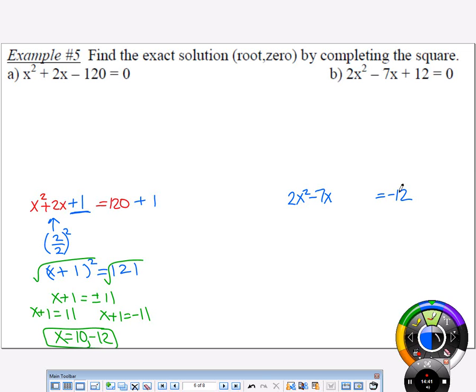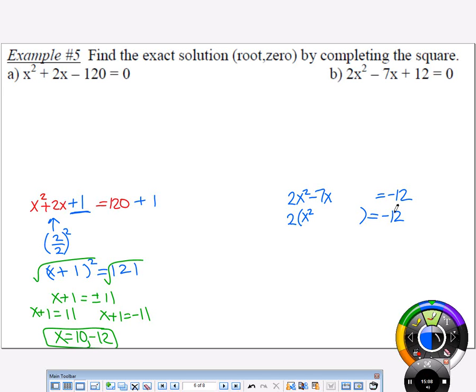What kind of work am I going to have to do on the left side to add the right amount to make it a perfect square? Factor out the 2. Okay, first thing that needs to happen is I'm going to factor out the 2. Now, I don't have to factor it out from the other side, because I can just do this work here. I'm going to rewrite this with the 2 factored out.